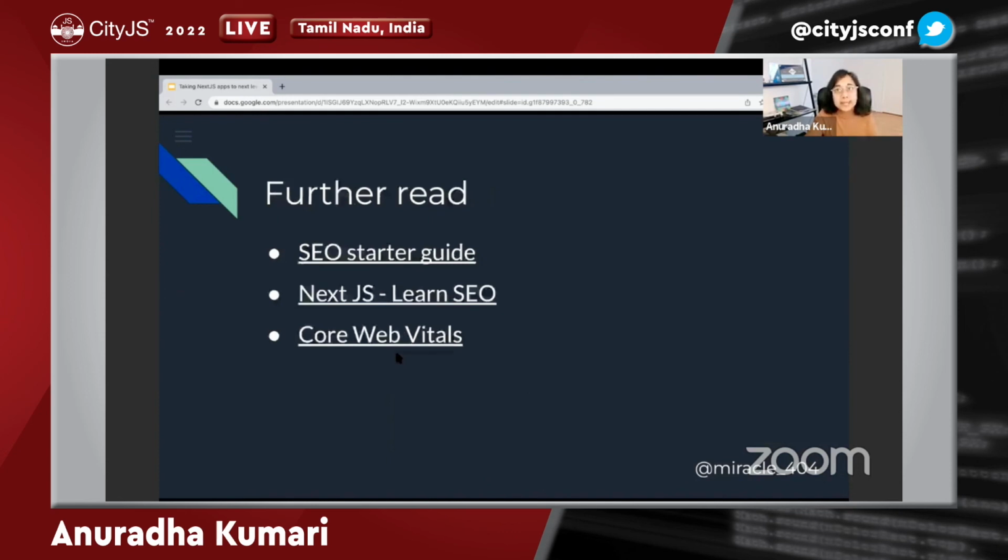I've also provided some links for further reading, so you can go ahead and check them. The SEO Starter Guide is by Google, where you can read a lot about SEO. Next.js also has official documentation about SEO. Then Core Web Vitals, because again, performance is very important. So go ahead and check them out and make sure that the code, whatever you are creating, is also accessible and performant, because they also have a big impact on the SEO of any website or application.